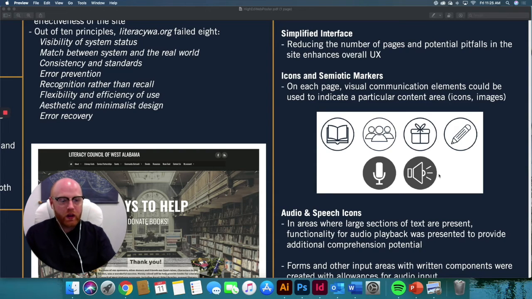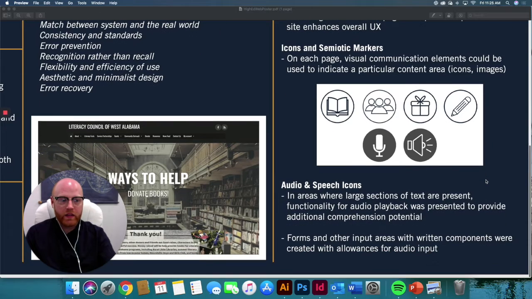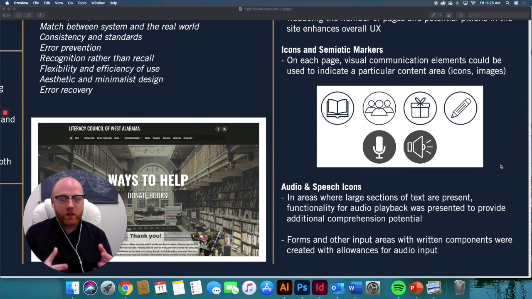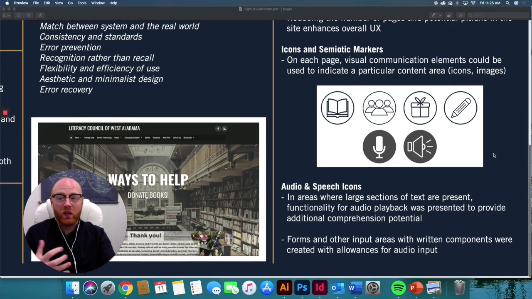Additionally, we included audio and speech icons on the site as well. These are universal icons that are used to indicate that you can click on it and it will give you a spoken word version of the copy, or in the case of the icon, that there's an audio cue that you can use to complete a form or to complete any other tasks that would require writing.